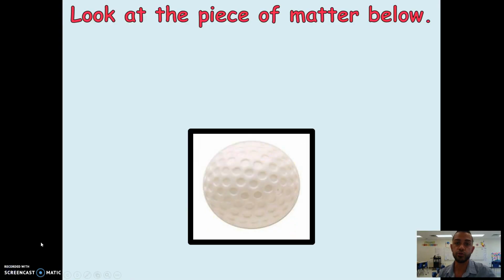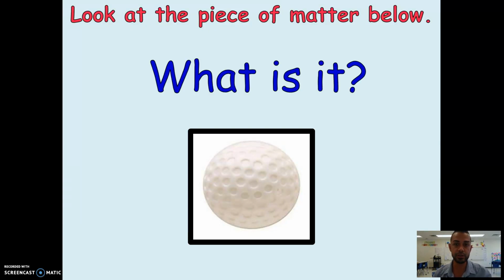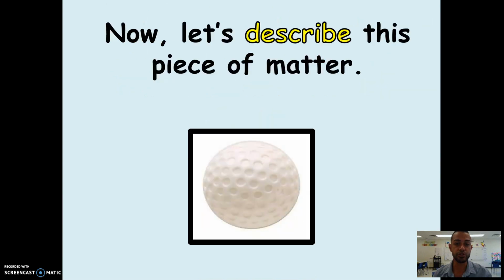In the classroom, we did some activities where we described pieces of matter, like a dice, a plastic token, and a blue marble. When we were describing all that matter, we were just describing the physical state of those items. So we can do the same thing with this golf ball. We can describe the physical properties of this golf ball.